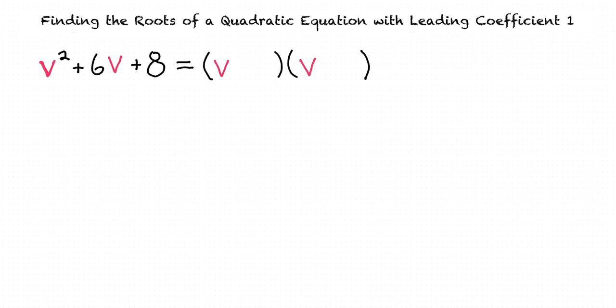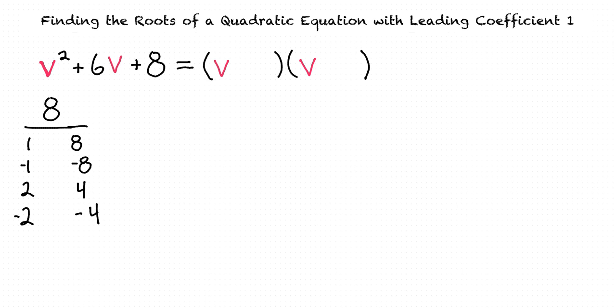We saw from last time that our first step is to think of all the factors that multiply to this last number, which in our case is 8. So let's list those numbers. Since 8 is a positive number, we know that the two numbers that multiply to 8 will either both be positive or both be negative. Here we've listed all of them: 1 times 8, -1 times -8, 2 times 4, or -2 times -4.